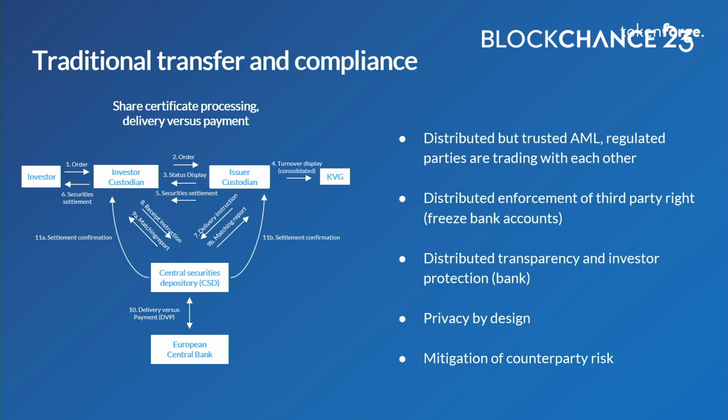So if there's some court deciding that something has to be transferred because of whatever reason, then there is a system that the authorities can access the deposit bank and just freeze the bank accounts. We have distributed transparency and investor protection. Transparency in this case means what actually is the security about. So the custodian tells the investor what it is, and they are taking over this duty. Yeah? There we have privacy by design.